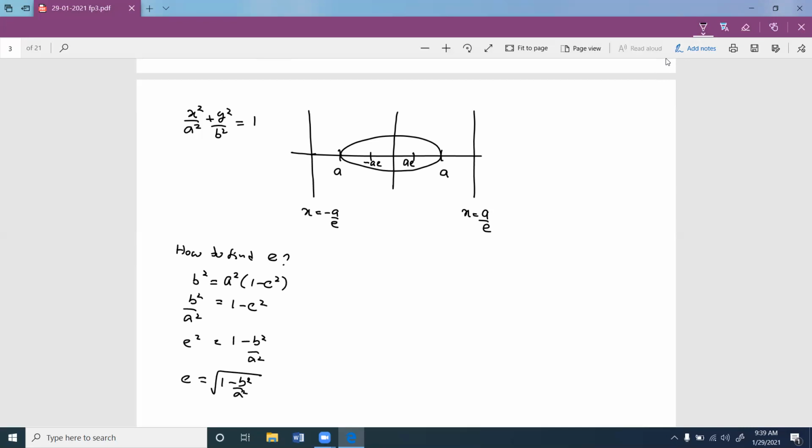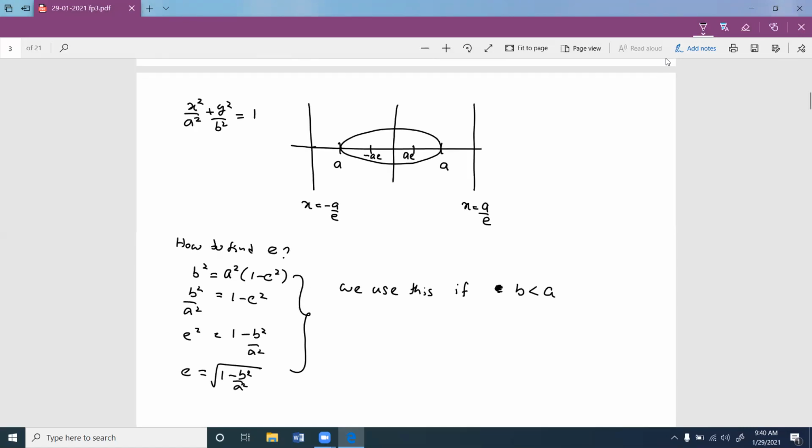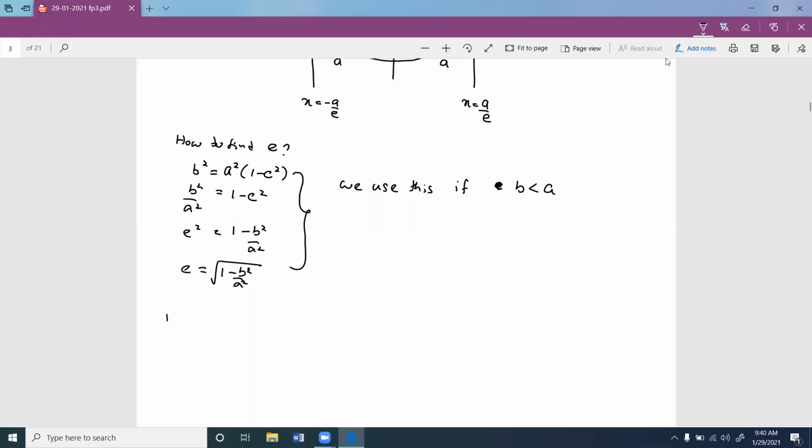But this formula, we use this if b is less than a. For this kind of situation only we use it. Then if b is greater than a, the relationship we use is a squared is equal to b squared times 1 minus e squared. That's the fact we use if they are in the other condition.